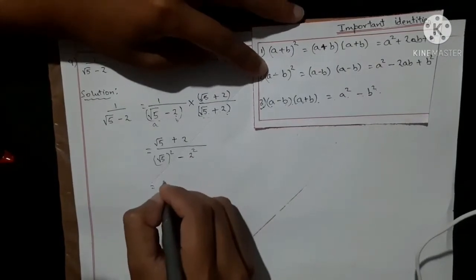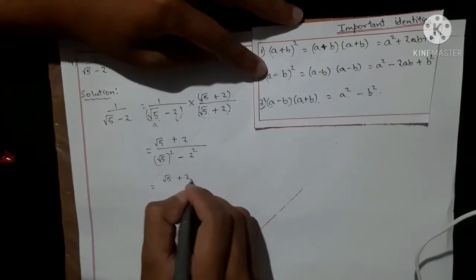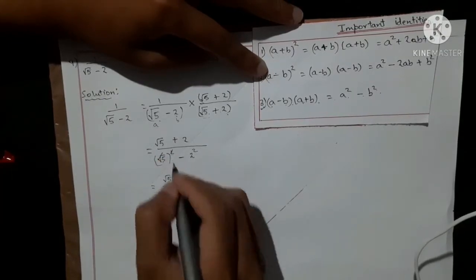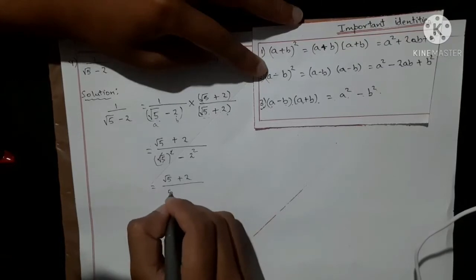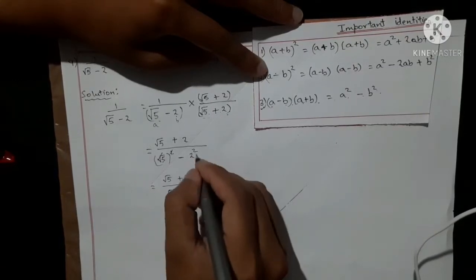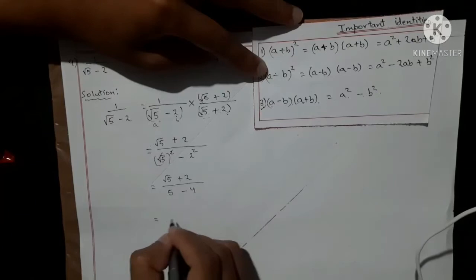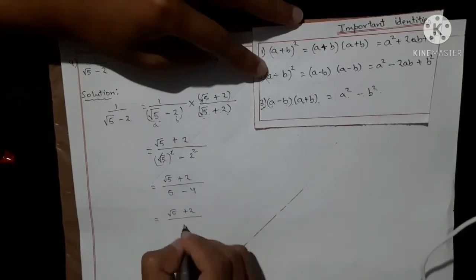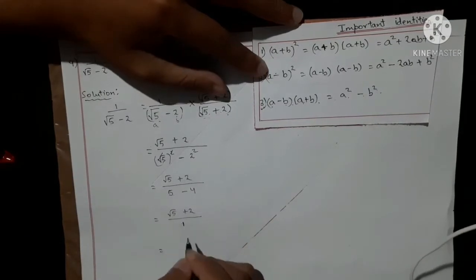So this equals square root 5 plus 2 over: square root 5 whole thing square gets cancelled, the square and square root cancel, we get only 5, minus 2 square is 4. This equals square root 5 plus 2 divided by 5 minus 4, which is 1. And since the denominator is 1, we just write square root 5 plus 2. And this is the answer.